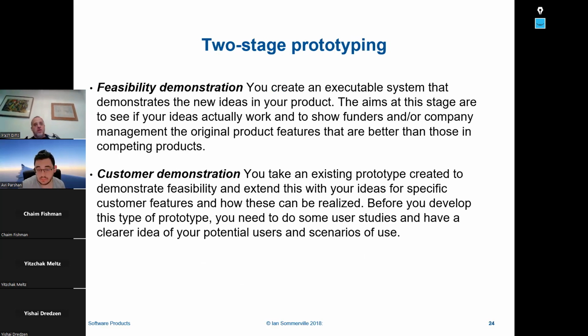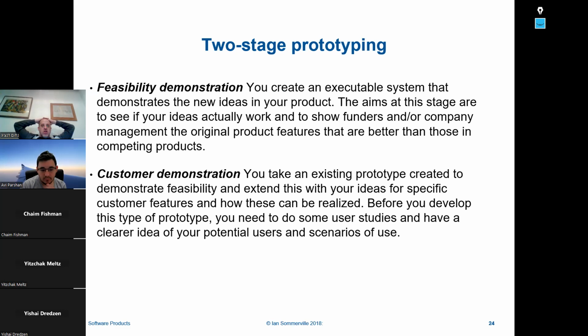Two-stage prototyping: feasibility demonstration and customer demonstration. Feasibility demonstration: you create an executable system that demonstrates the new idea of your product. The aims at this stage are to see if your ideas actually work and to show founders and/or company management the original product features that are better than those in competing products. So you show what you're going to do and how it's going to be better than your competitors.